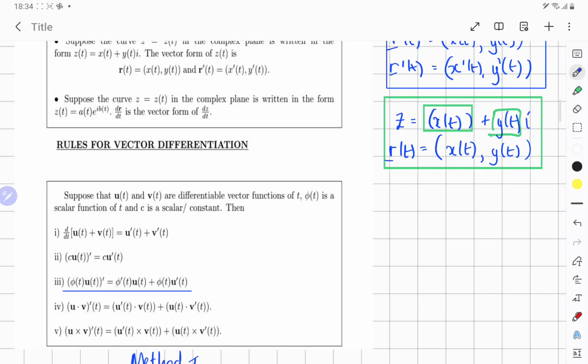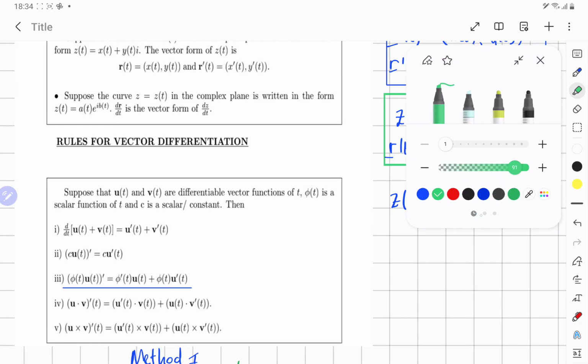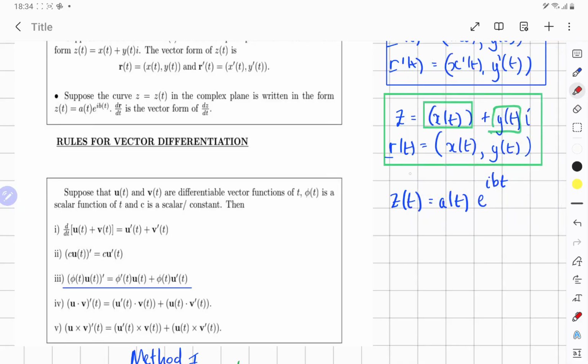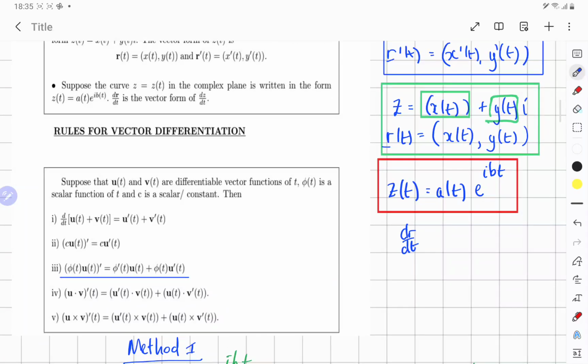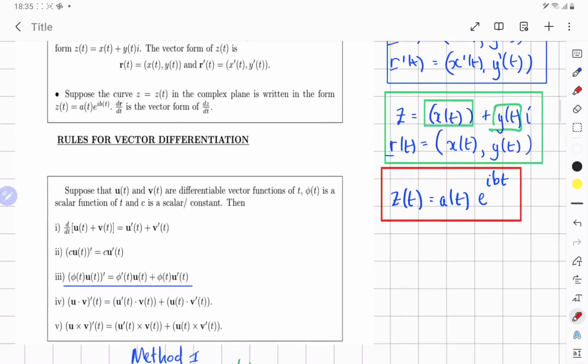Then the third one that you need to focus on, if we get our curve in the form a e to the i bt, then what we will do, very important, but I will explain it later, we will have two methods to actually find the derivative dr/dt, but more on that just now. So these will be the three different forms that we need to focus on when we do problems.